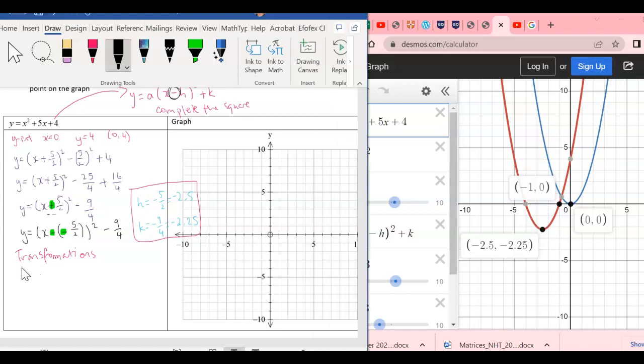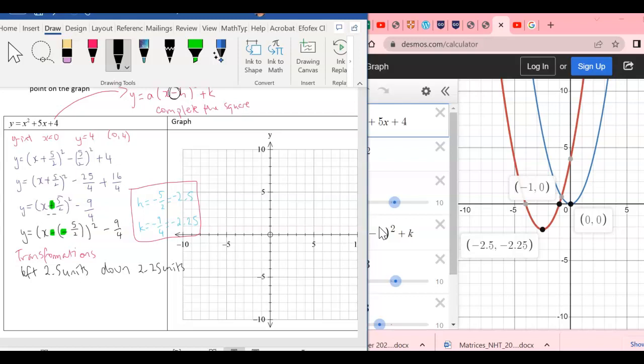So your transformations, you've gone to the left 2.5 units and down 2.25 units. Now notice I got rid of the negative sign because, let's say you're going in a lift, elevator, and you're going down. So you're up maybe on the 20th floor. You don't say I'm going down negative 20 flights to get to the lobby. You just say you're going down 20 flights. So we're just shifting down 2.25.